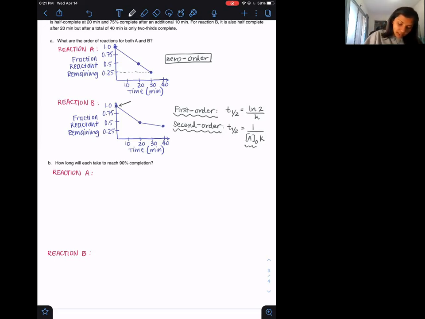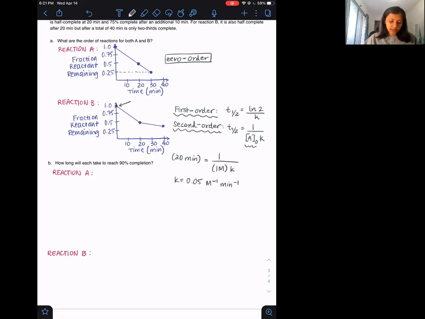So we can calculate for this point, 20 minutes, the half-life, is equal to 1 over the initial reactant concentration, which we can just say is some arbitrary concentration, and an easy one in this case would be 1 molar. So we can say 1 molar times K. And so then we can solve for K. And in this case, we get K is equal to 0.05 per molar per minute.